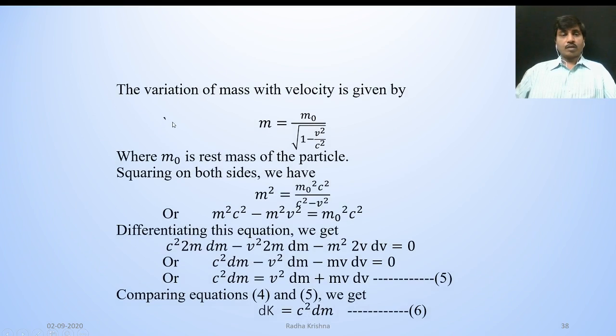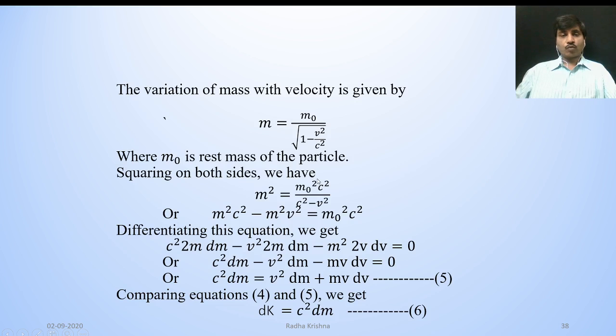Now, the variation of mass with velocity according to the theory of relativity is given by m is equal to m0 by square root of 1 minus v square by c square, where the body is moving with velocity v comparable to velocity of light. Here m0 is the rest mass of the particle, c is the velocity of light, and v is the velocity of the body.